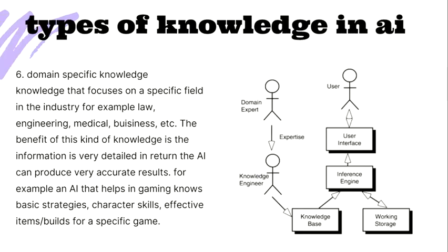Sixth, domain-specific knowledge. Knowledge that focuses on a specific field in the industry, for example, law, engineering, medical, business, etc. The benefit of this kind of knowledge is the information is very detailed. In return, the AI can produce very accurate results. For example, an AI that helps in gaming knows basic strategies, character skills, and effective items or builds for a specific game.